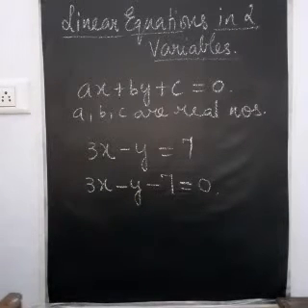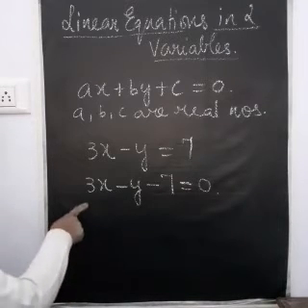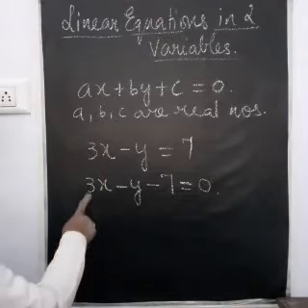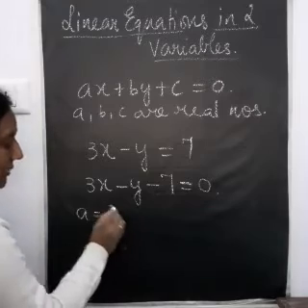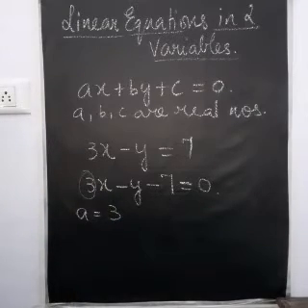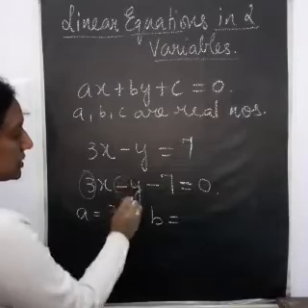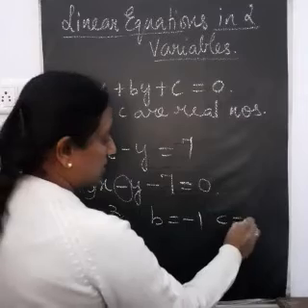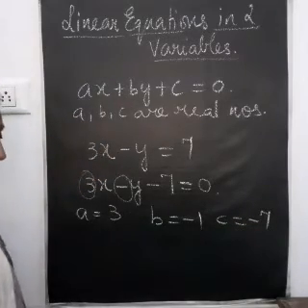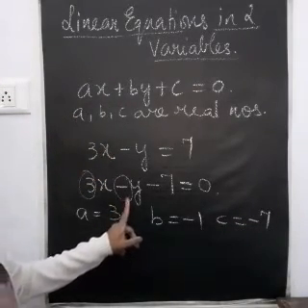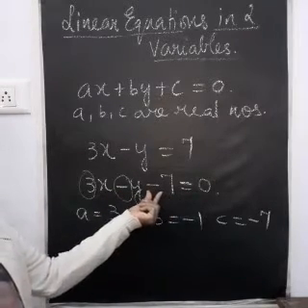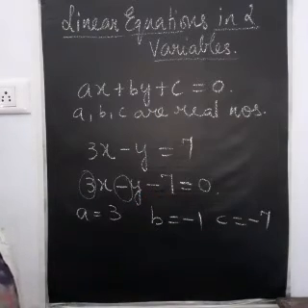Another question they can ask, after writing in the standard form, is to find the values of a, b and c. Now what is a here? A is equal to 3, which is the coefficient of x. What is b? B is the coefficient of y, that is minus 1. And c is the constant term, which is minus 7. Never forget to take the sign, because the coefficient of y is the b term, and the constant also, including the sign, gives you your a, b and c.